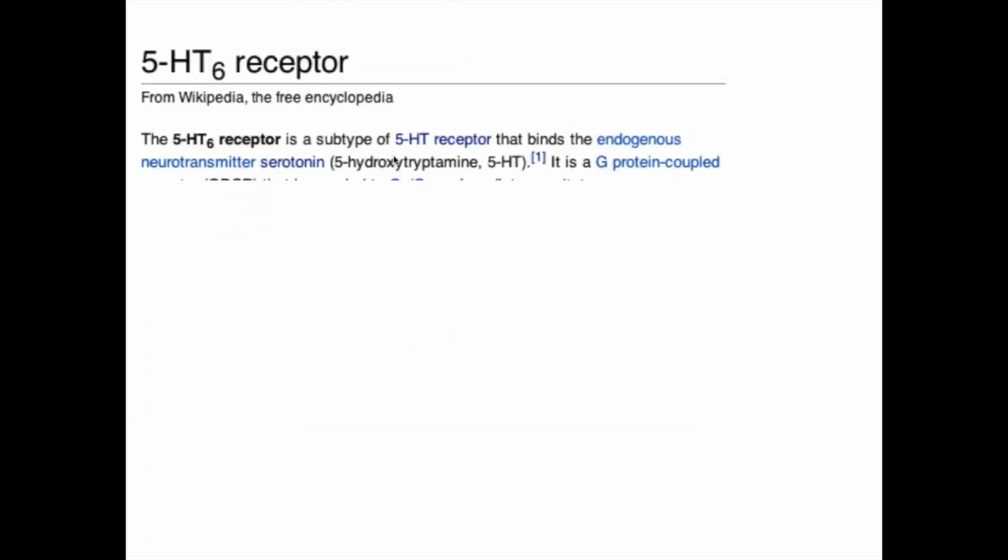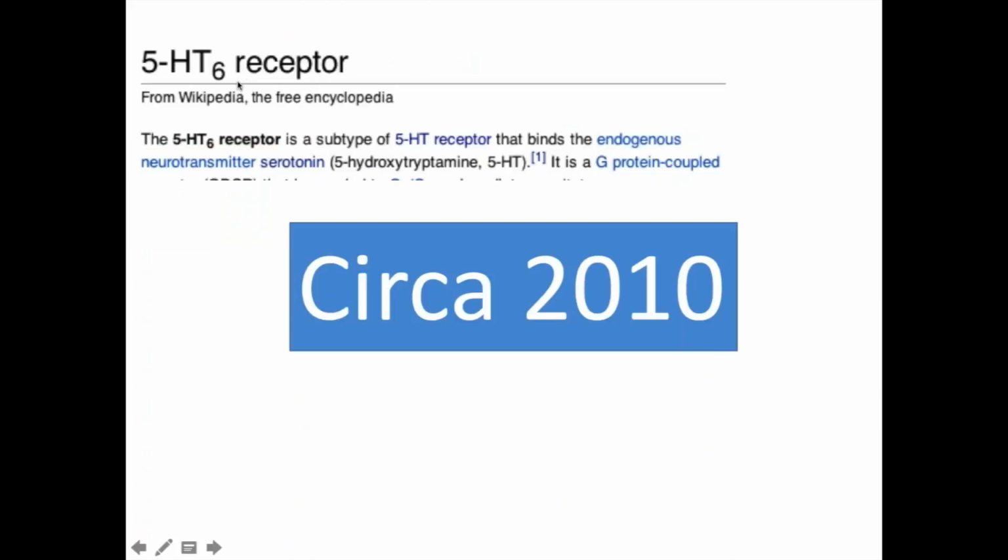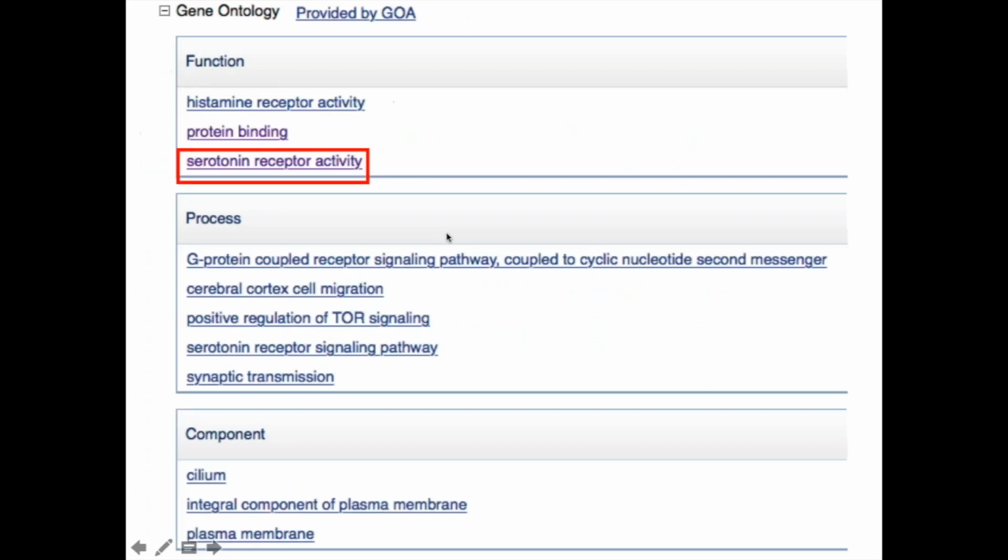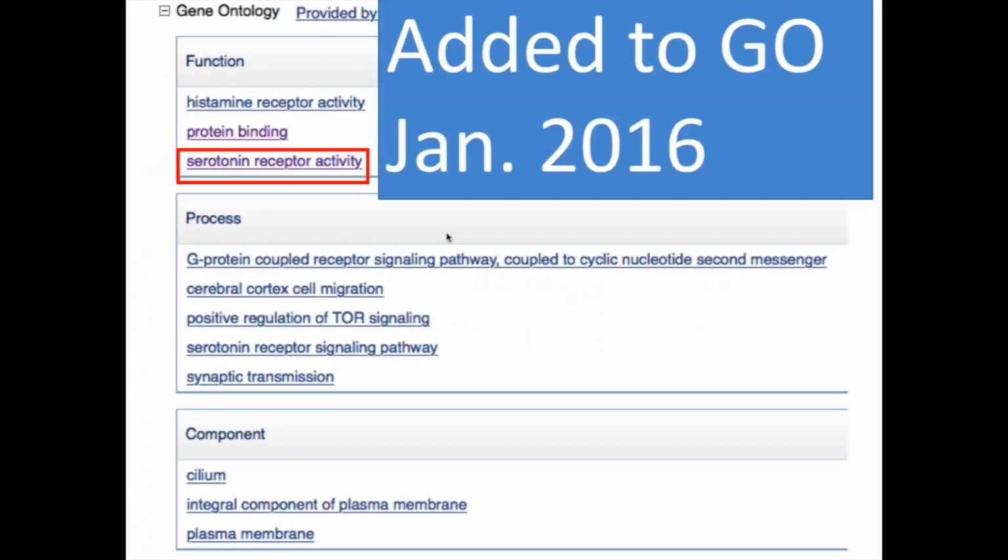And I'll point out that this was actually from a slide I generated for a different talk in 2010. I went and looked this up again, and now, as of 2016, they did add it. So it wasn't that it was somehow incorrect. It was just that it was missing. And that was added in January of this year.